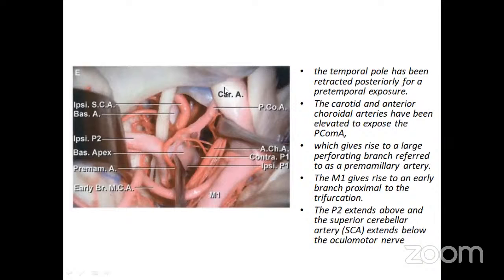Another thing in this diagram is the oculomotor nerve, this one. Above the oculomotor nerve is the second segment of the posterior cerebral artery, that is this one, and below the oculomotor nerve is the ipsilateral superior cerebellar artery, which is the branch of the basilar artery.